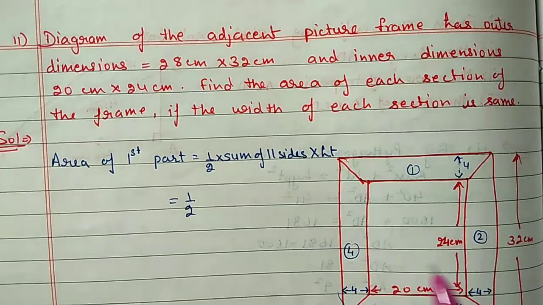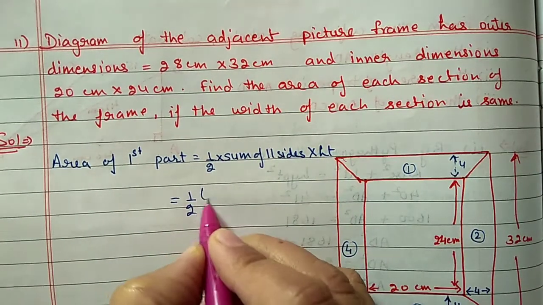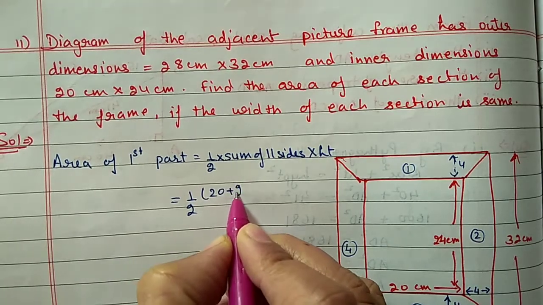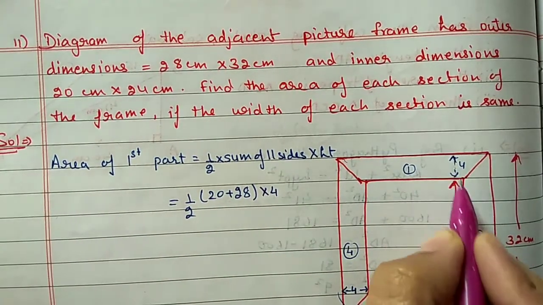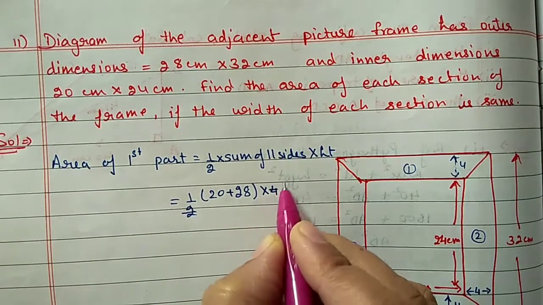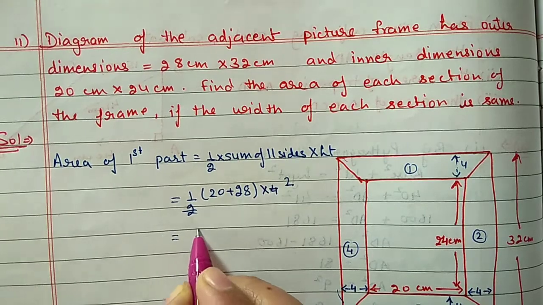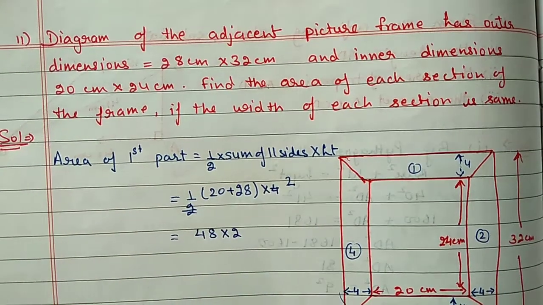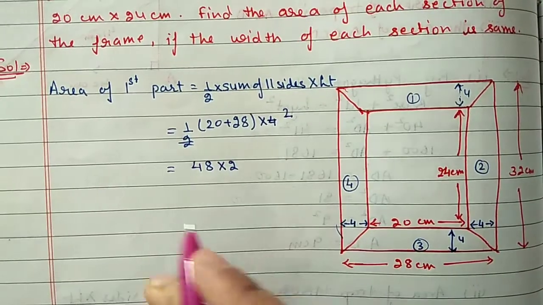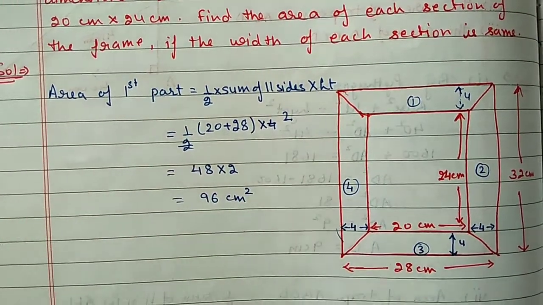Parallel sides for this one, this is 20, this is 28. So same thing is here, 20 plus 28 and height is 4 centimeter, here to here. Now cancel out, 2 2s are 4, 20 plus 28 will become 48 into 2. 48 into 2 will become 96 centimeter square.